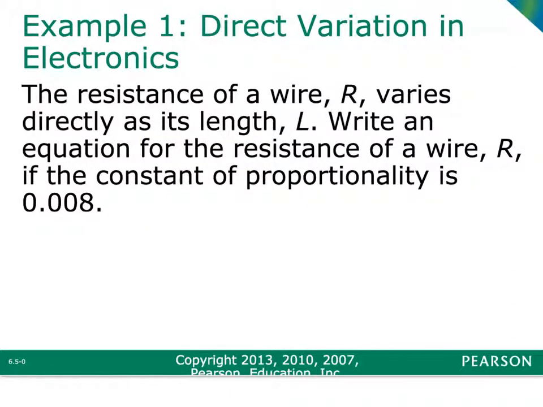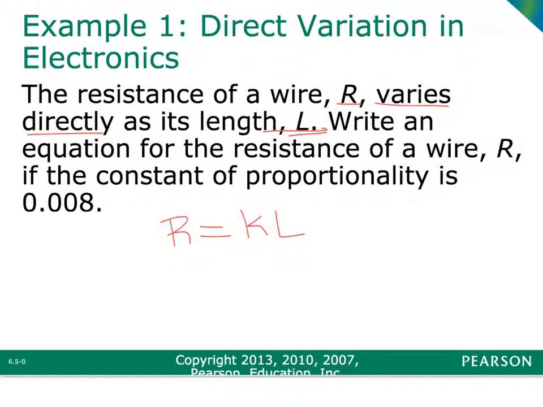Okay, so let's look at the first example. The resistance of a wire R varies directly as its length, L. Write an equation for the resistance of a wire R if the constant of proportionality is 0.008. Okay, so I always do a verbal translation first. So it says the resistance of a wire R, so I'm going to write my R down, varies directly. So that means we can put our equal sign in, we can put our constant of proportionality k in, and the k will be multiplied by something. It varies directly as its length L. So the k is going to be multiplied by L.